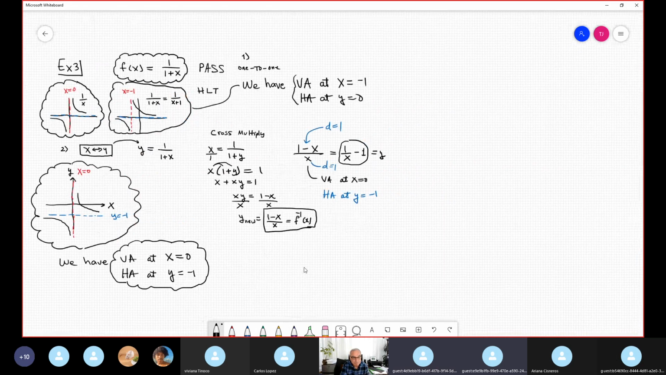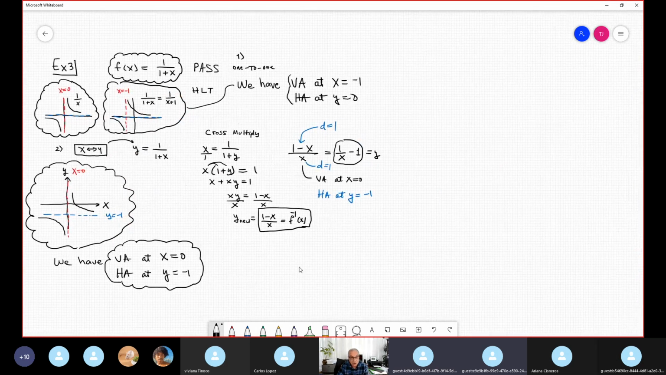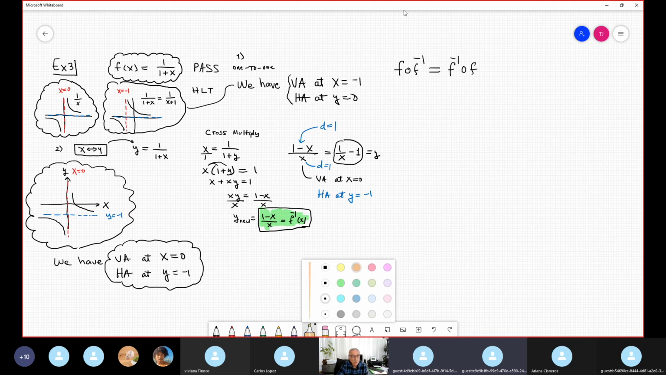Now double checking. Double checking is F composition F inverse, or either way, F inverse composition F. And remember, we have different colors. We have green color and orange color. I don't know if you're using the same color in any example, but I put two different colors, to denote orange is the original, is F, and green is F inverse.